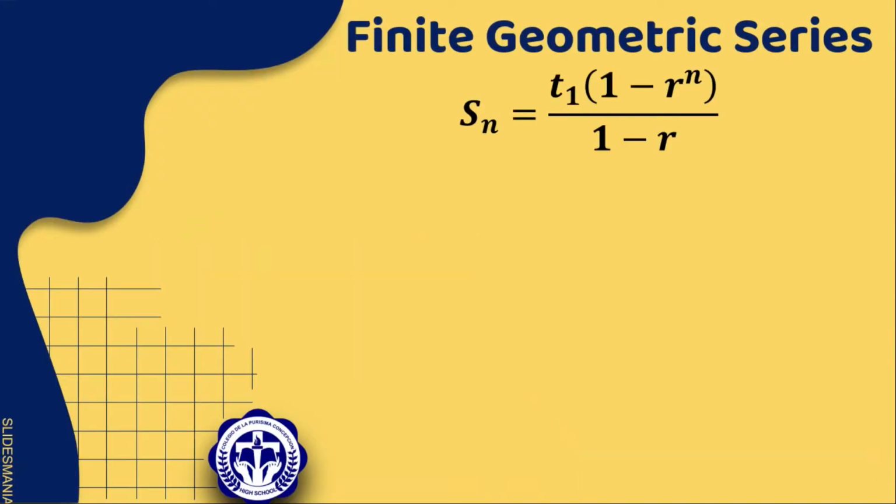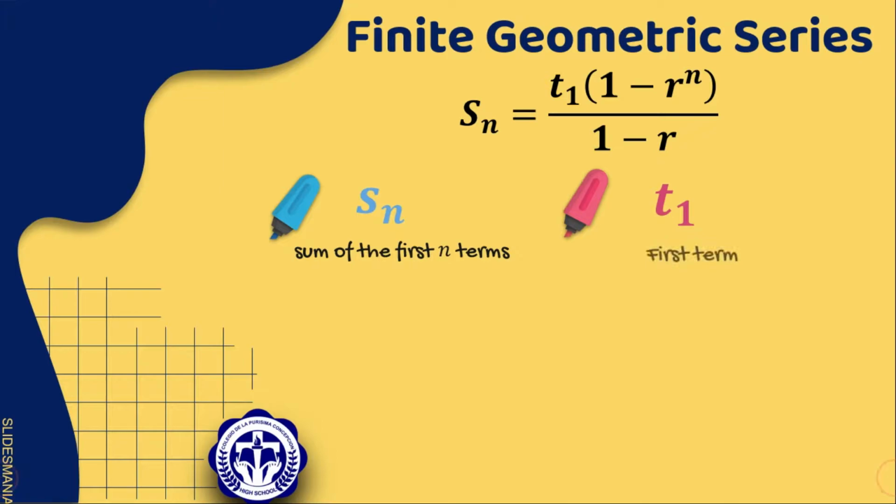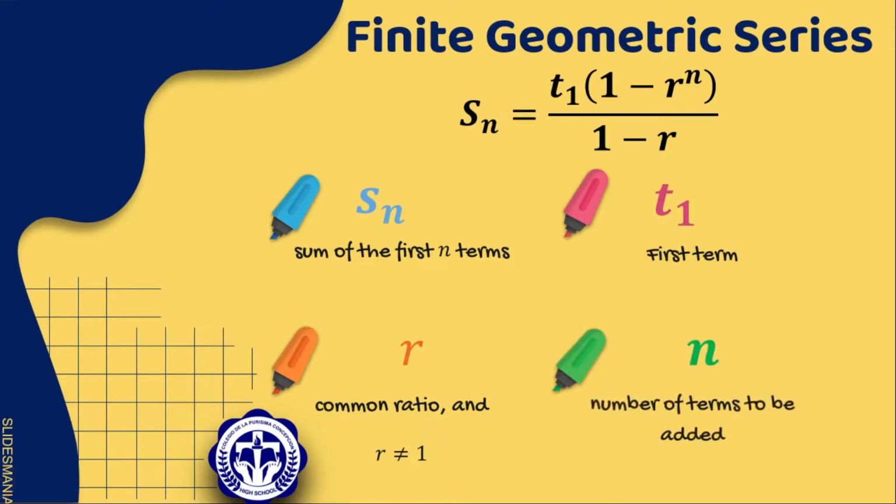S sub n is equal to t sub 1 times the quantity of 1 minus r raised to n, all over 1 minus r, where S sub n is the sum of the first n terms, t sub 1 is the first term, r is the common ratio and is not equal to 1, and n is the number of terms to be added.